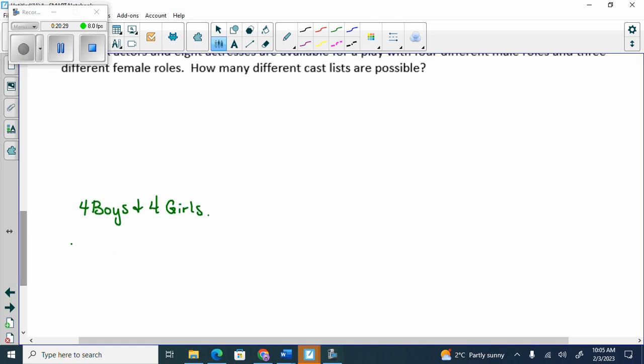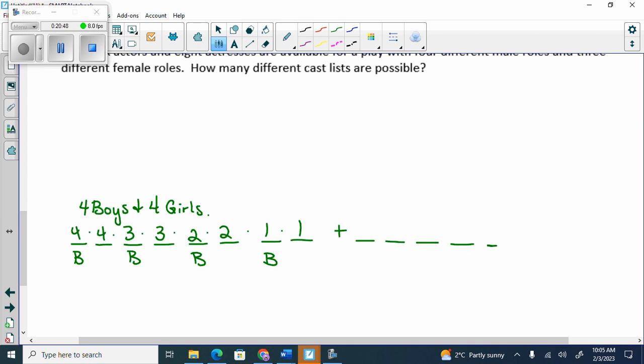You could have a case where you start with a boy, which is 4, 3, 2, 1, and then 4, 3, 2, 1, with girls in between. Or, which means we add, it's supposed to be two separate lines.